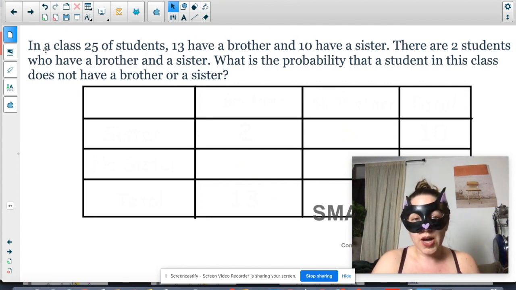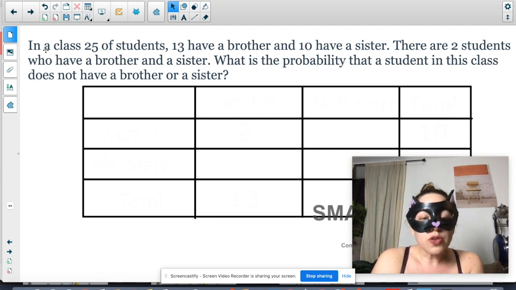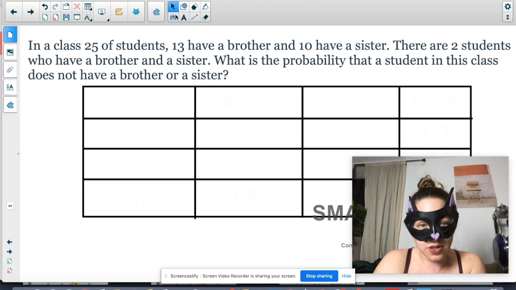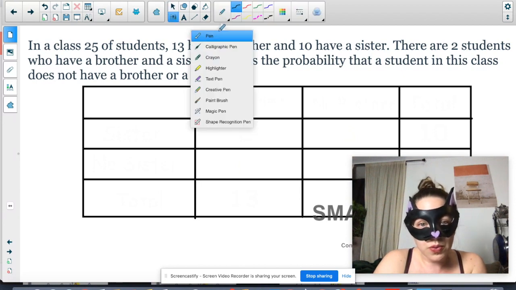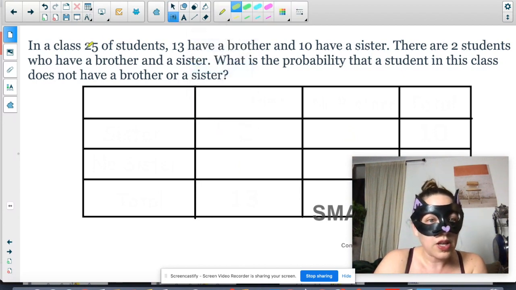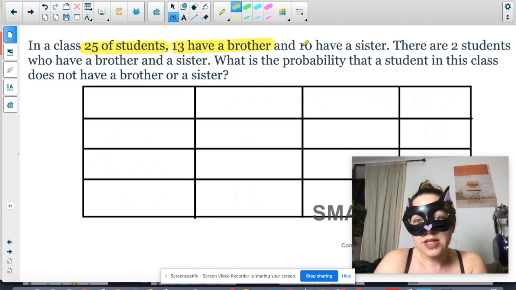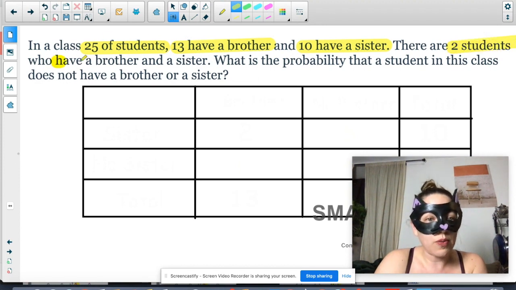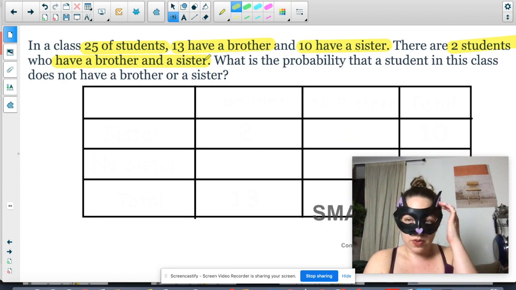Today we're going to learn how we make our own two-way frequency tables, and that's what you're going to be practicing. So in a class of 25 students, 13 have a brother and 10 have a sister. I'm going to use my highlighter tool. Okay, so I know there's 25 total. 13 have a brother, 10 have a sister. And there's 2 students who have a brother and a sister. What's the probability that a student in this class does not have a brother or a sister?